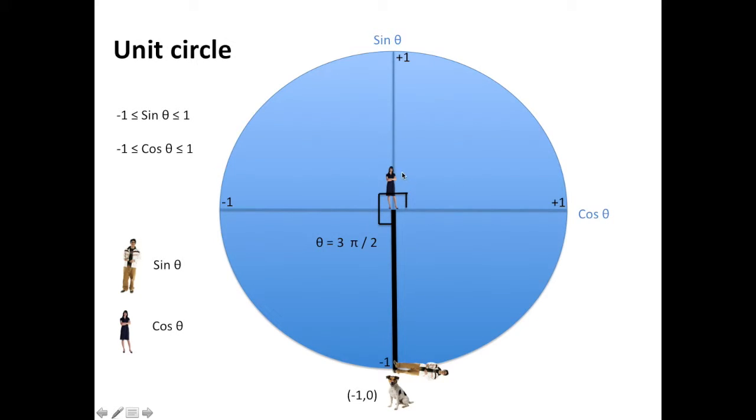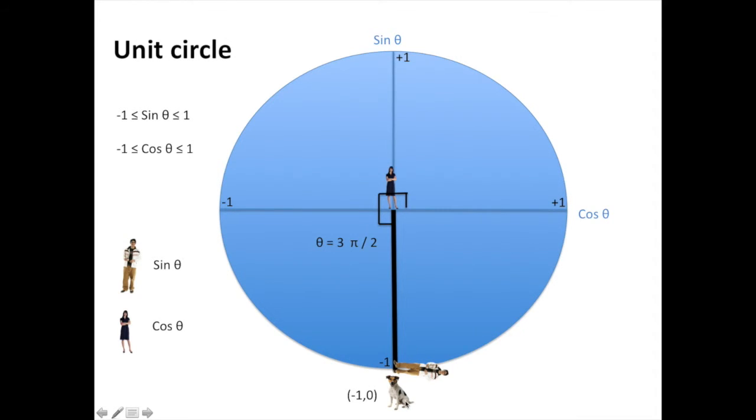As we saw, Miss Cosine and Mr. Sine both have negative values in the third quarter. She was in the negative part of the x-axis and he was in the negative part of the y-axis. So both sine and cosine are negative in the third quarter of a unit circle.